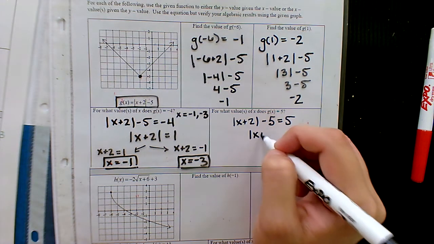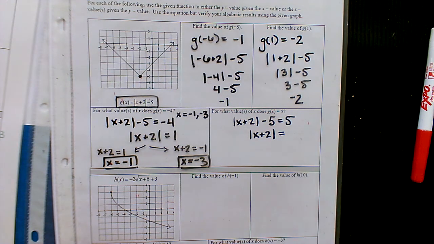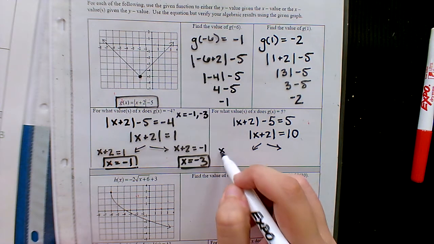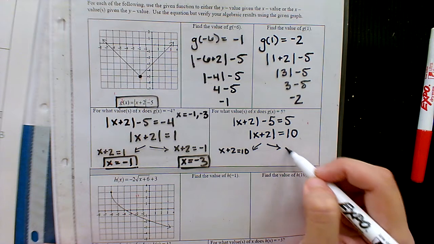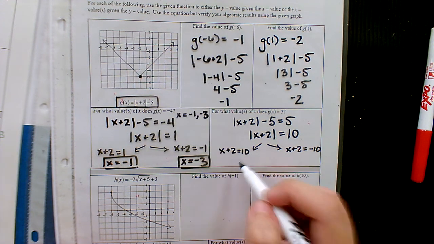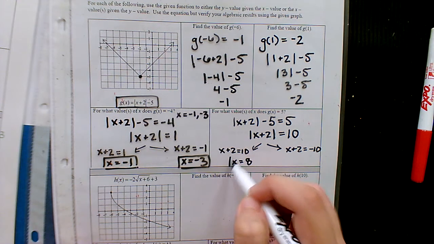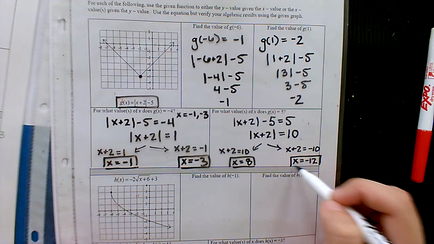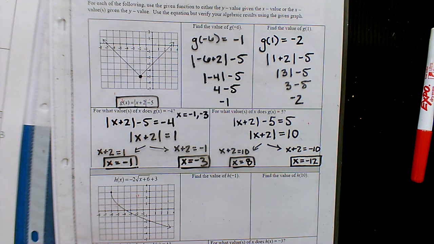So let's go ahead and get the x all by itself. We can add the 5 over. We should probably be anticipating two answers like we had on the previous one. So let's go ahead and break it up. We'll have a positive 10 or a negative 10. And looks like we get 8 or negative 12. We doing okay so far?